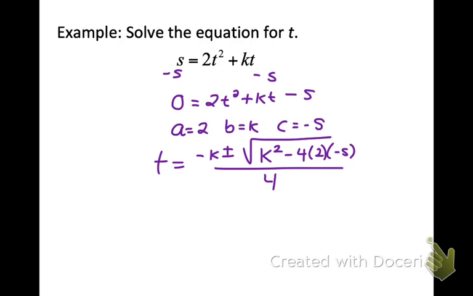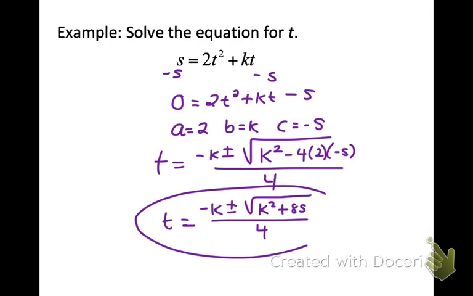Alright, so the only thing I really can do is simplify this 4ac business. So now I've got negative k plus or minus the square root of k squared plus 8s all over 4. Okay, so t is equal to, and since it's a formula, we don't have to write it in set notation, because it's not the set of numbers. So t is equal to negative k plus or minus the square root of k squared plus 8s all over 4. Got it? Okay, perfect.